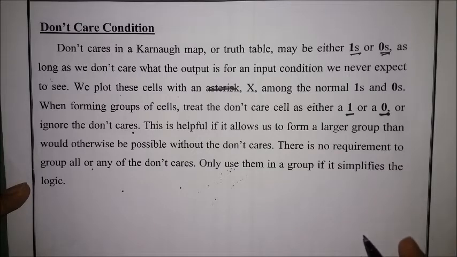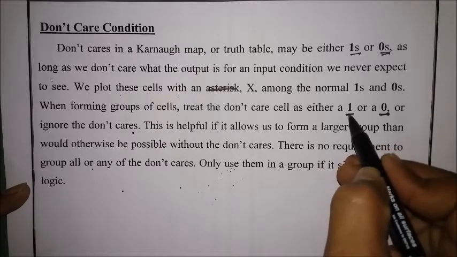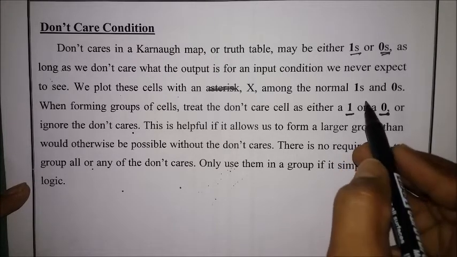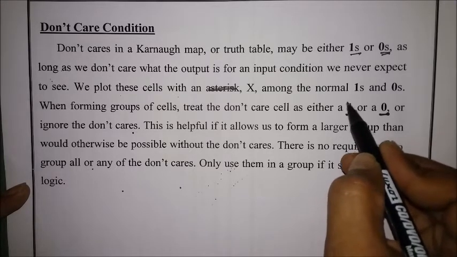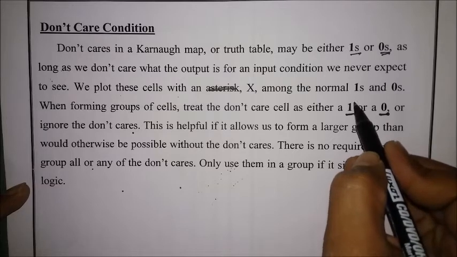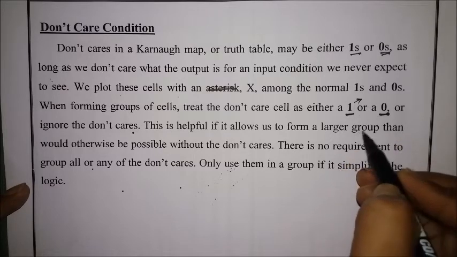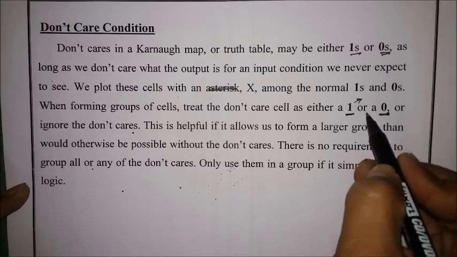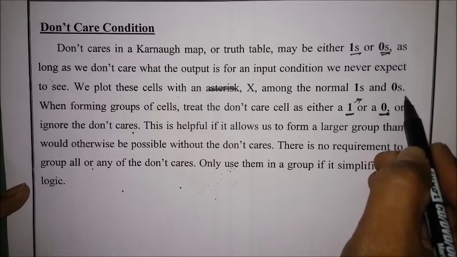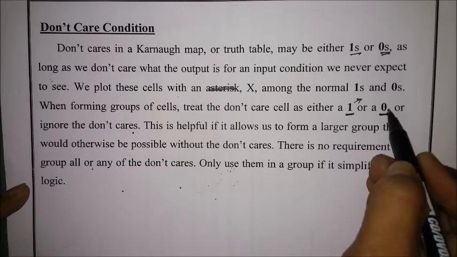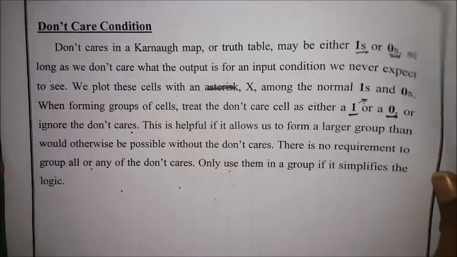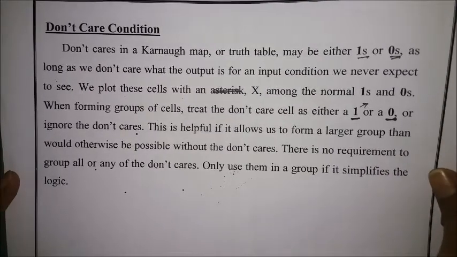Whenever I consider a don't care entry, it depends on the Boolean expression form. If it is a SOP form, the x takes the value of 1 if it is grouped, and if it is in the standard POS form, that x value will be taken as 0, otherwise it is left alone. Now let us solve the problems based on this.